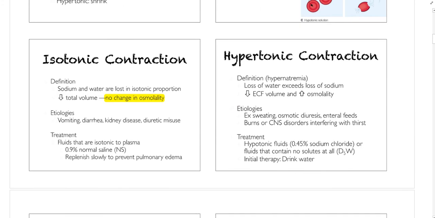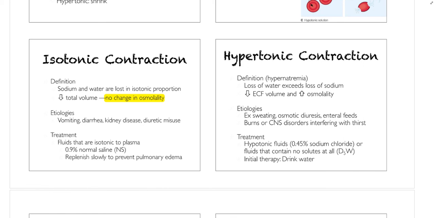With isotonic contraction, sodium and water are both lost in proportion to each other, so there's no change in osmolality. And we can get this through things like vomiting, diarrhea, kidney disease, diuretic misuse. The vomiting and diarrhea, from my understanding, each individual situation can be different. With certain cases, the vomiting or diarrhea may have a much higher load of certain electrolytes, making things more hypotonic, or maybe fewer solutes, and so we have a more hypertonic result. It doesn't always seem to be that if you have vomiting or diarrhea, then it's definitely going to result in isotonic contraction.